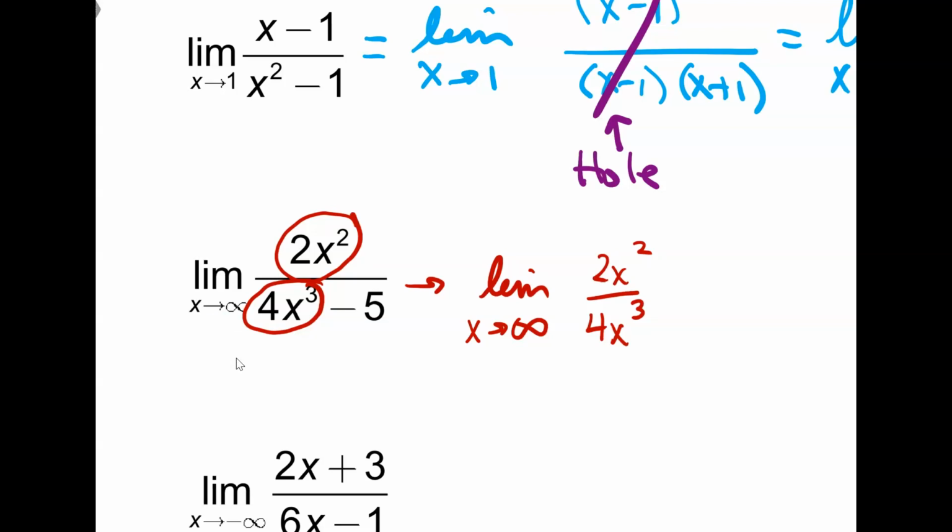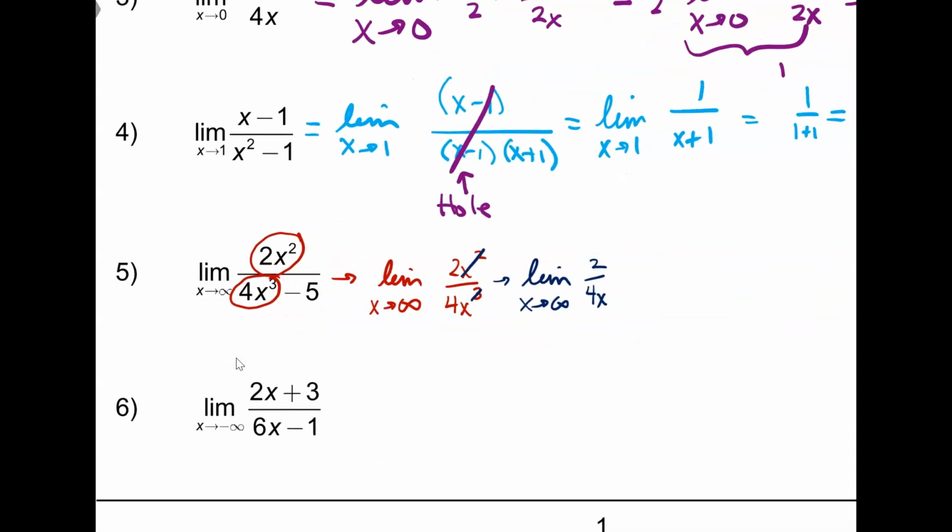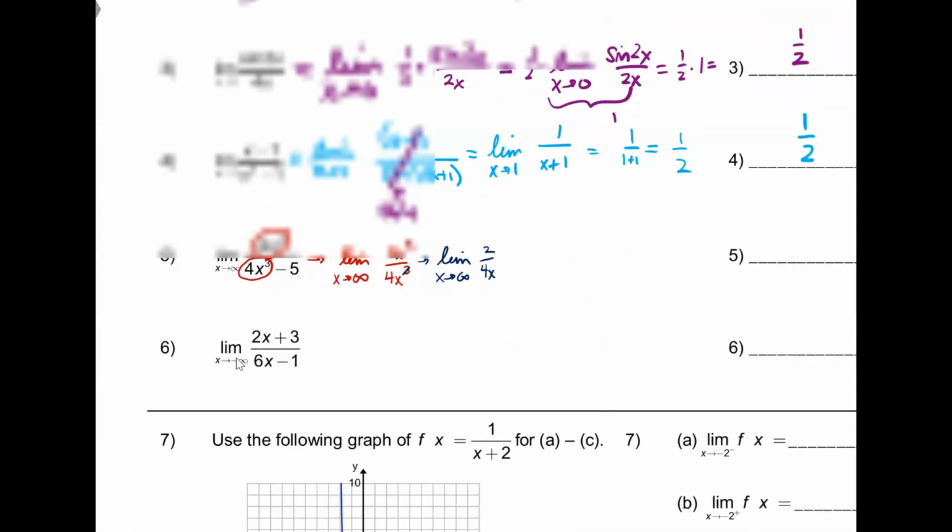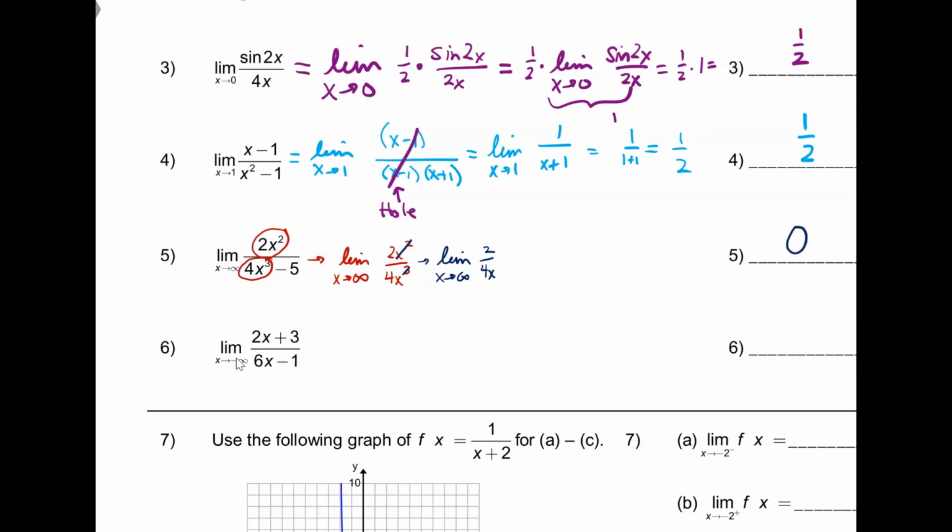So here I have x squared over x cubed. Okay, so I know rules of exponents. This will turn into the limit as x goes to infinity of 2 over 4x. So we have a bigger power on the bottom. So it's approaching 0. Awesome. Okay, now that I've done one, Spencer, you gonna try this next one?